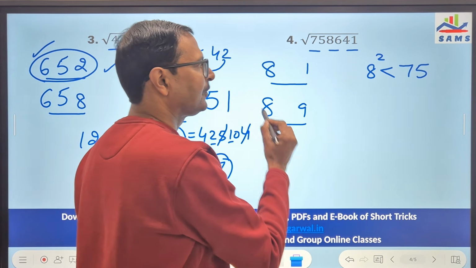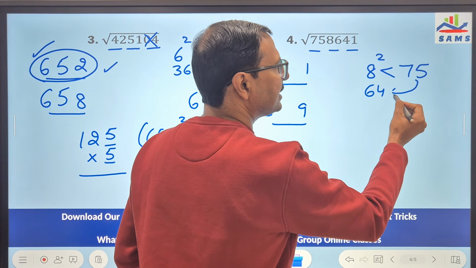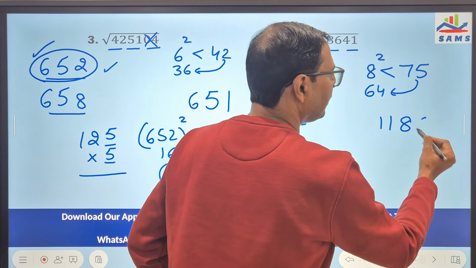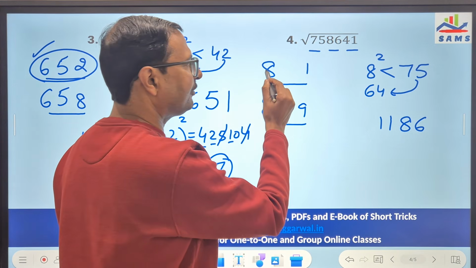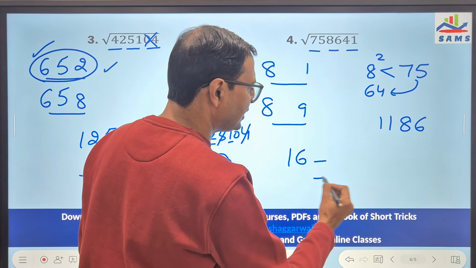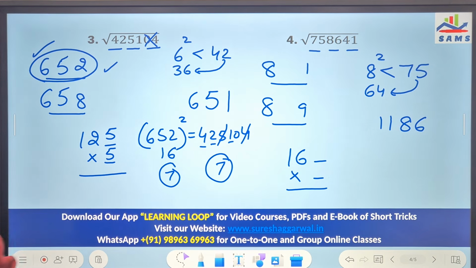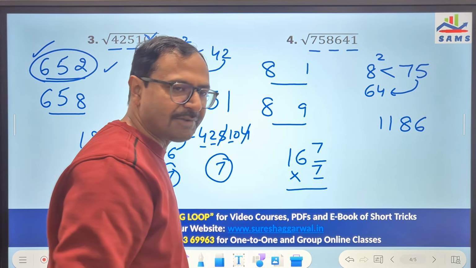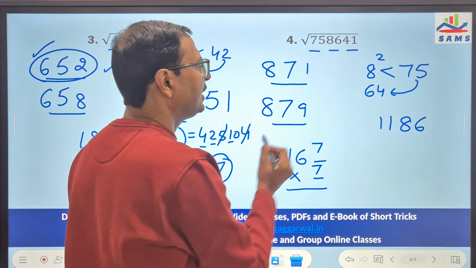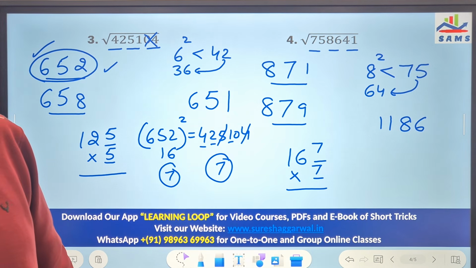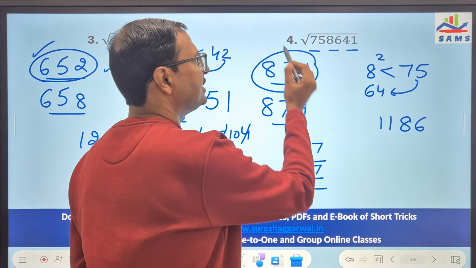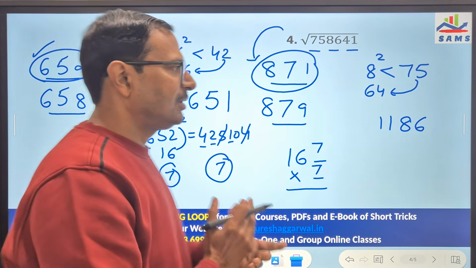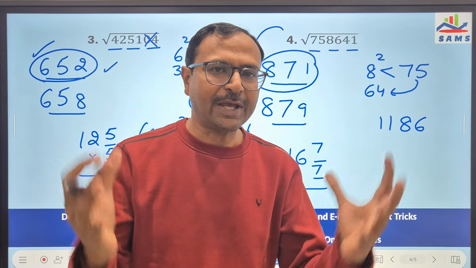So 8, 8. Now this is 64. So 75 minus 64 is 11. So with 11 I need to suffix the middle pair 86, and the double of 8 is 16. We need one digit here, multiply them and get closest to the number 1187, and you will find that it is 7. So 7 becomes the middle digit, and now again the digit sum will work and you will get the final answer as 871.